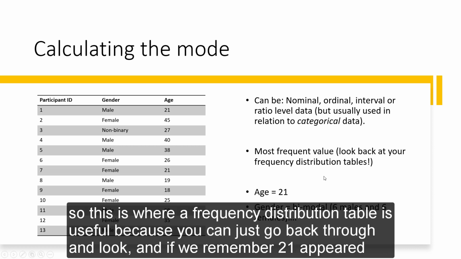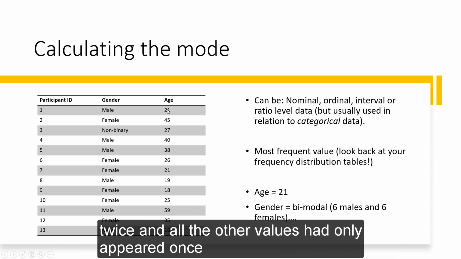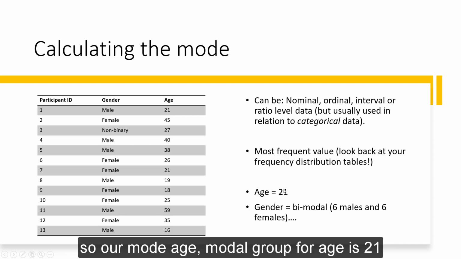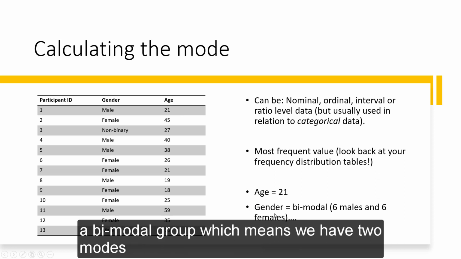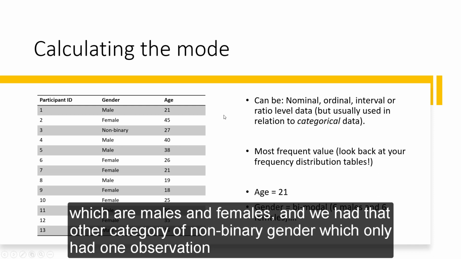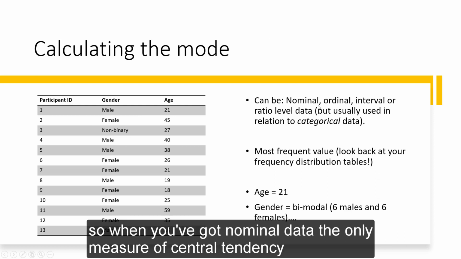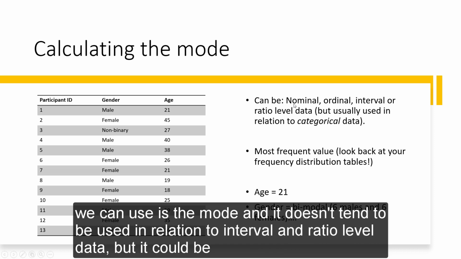So this is where a frequency distribution table is useful, because you can just go back through and look. And if we remember, 21 appeared twice, all the other values only appeared once. So our modal group for age is 21. I mean, that's a continuous variable, so it's not that useful. But for gender, we have a bimodal group, which means we have two modes, which are males and females, and we had that other category, non-binary gender, which only had one observation. So when you've got nominal data, the only measure of central tendency you can use is the mode. It doesn't tend to be used in relation to interval or ratio level data, but it could be.